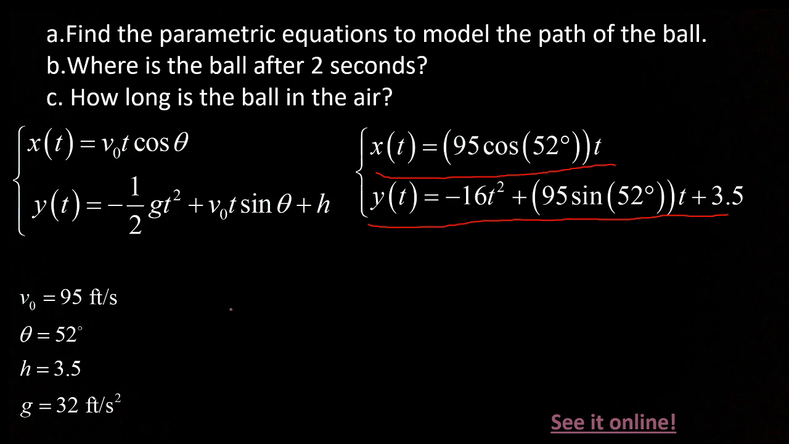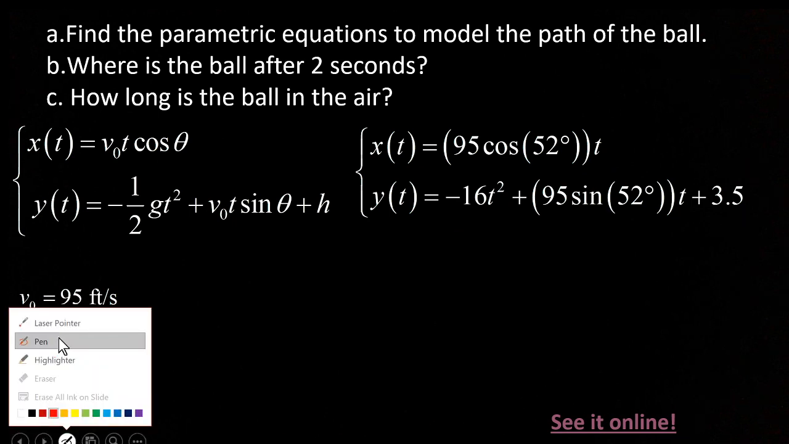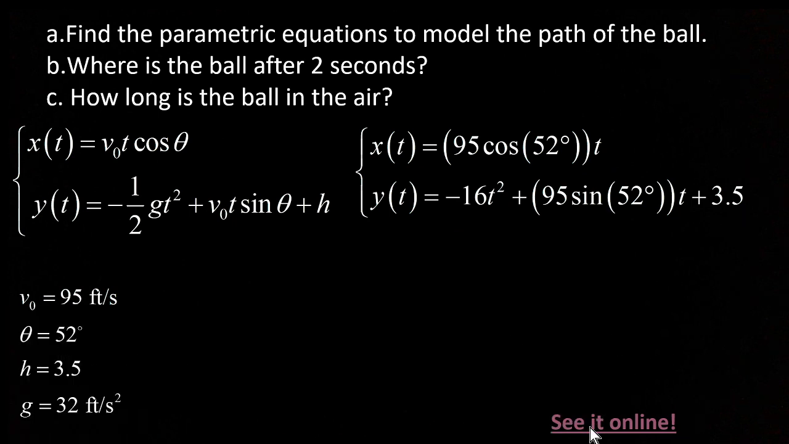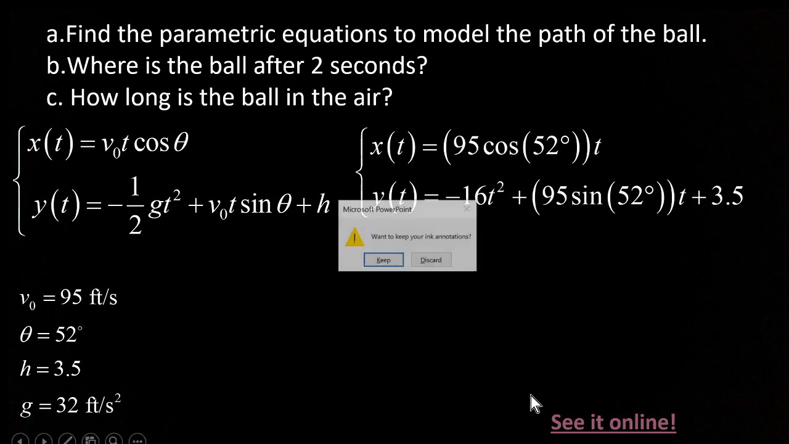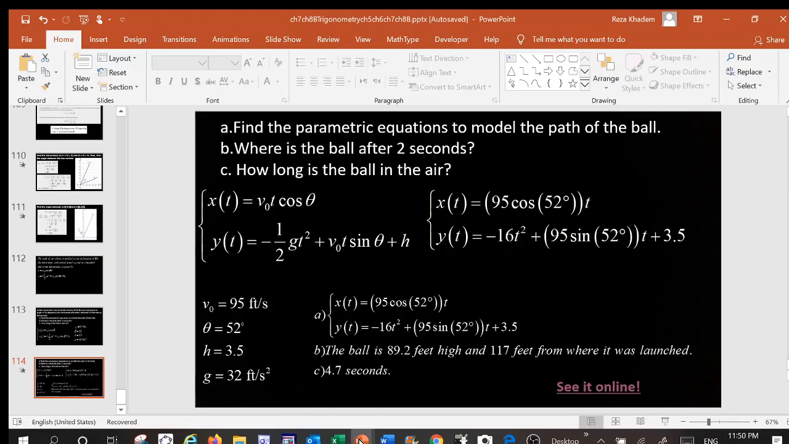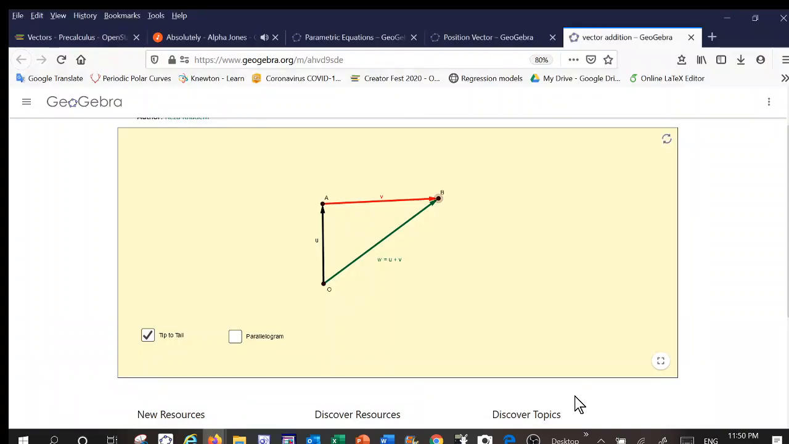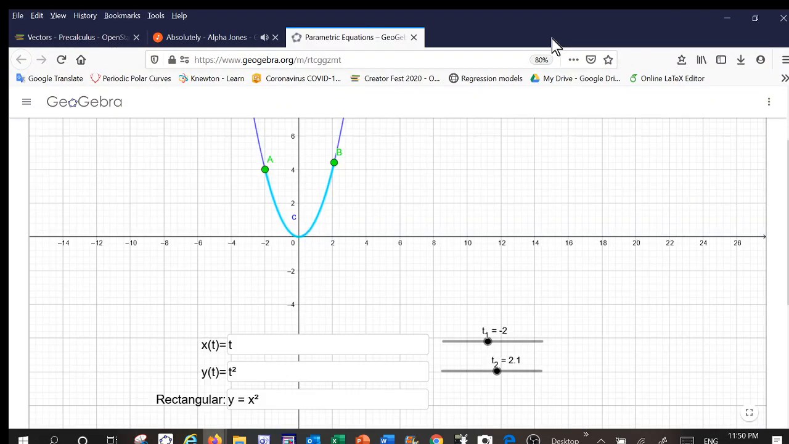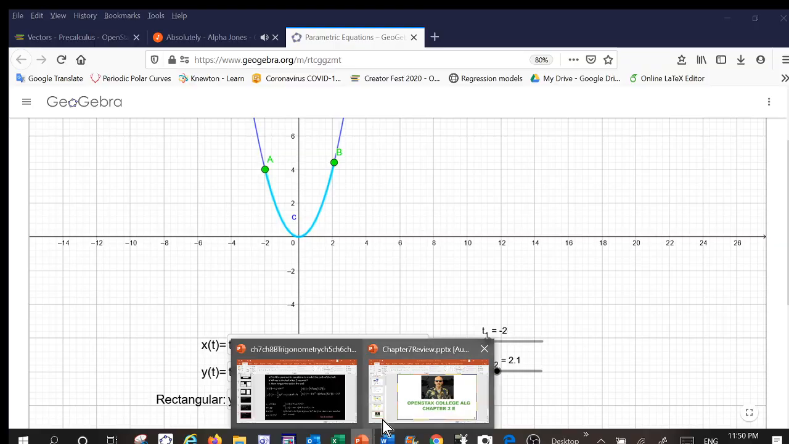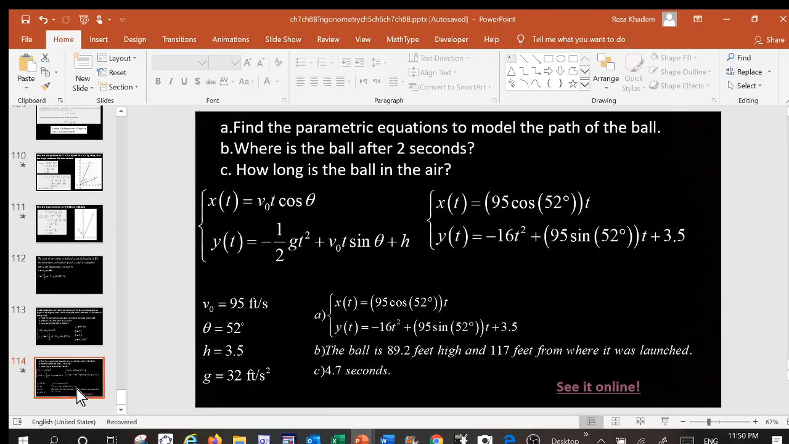So these are the equations for the path of this object. And now let's look at it. Let me get rid of my pen so I can click on this. Let's go back to it. There you go.